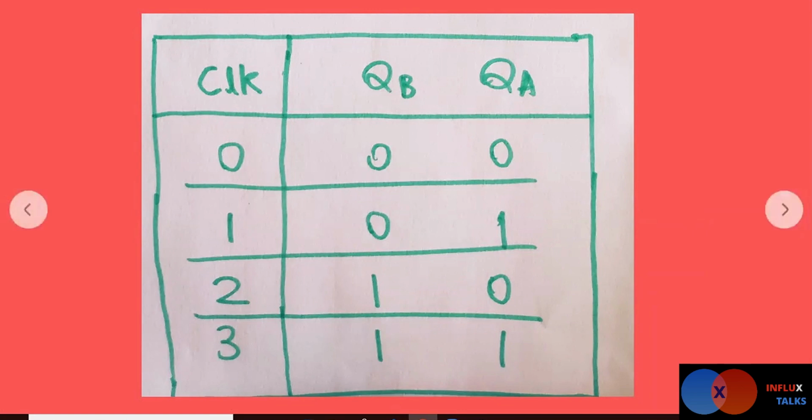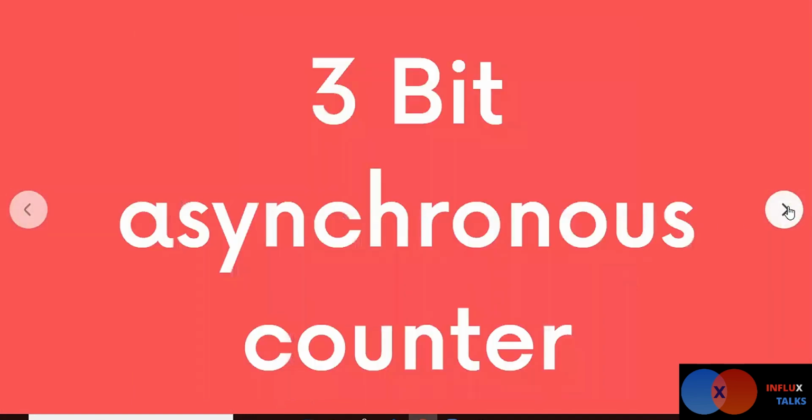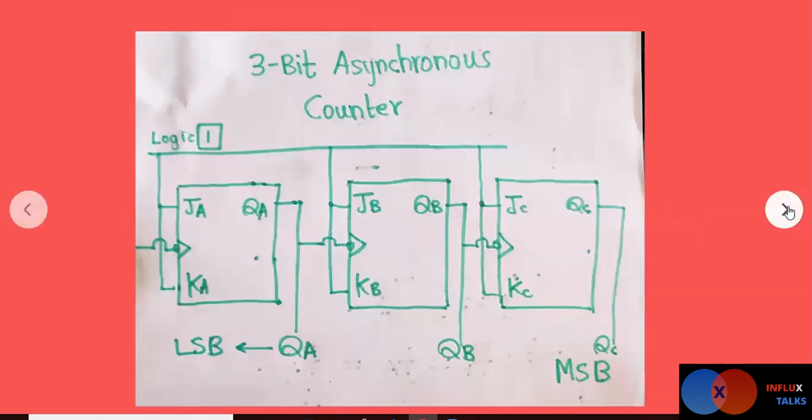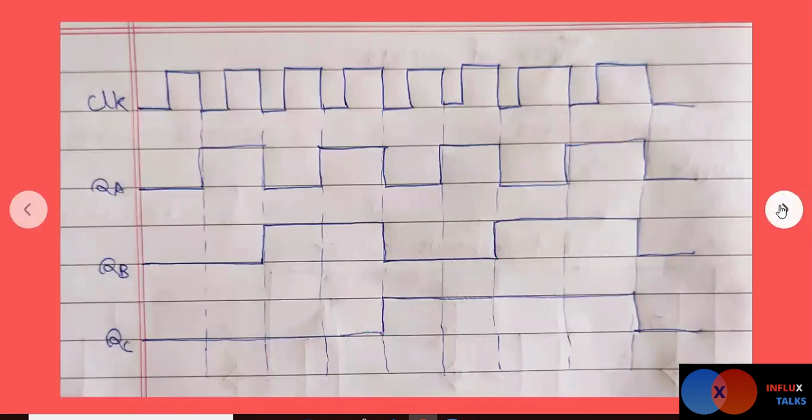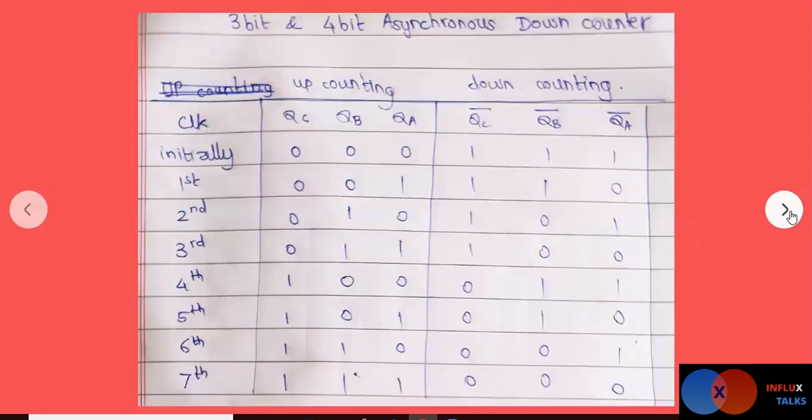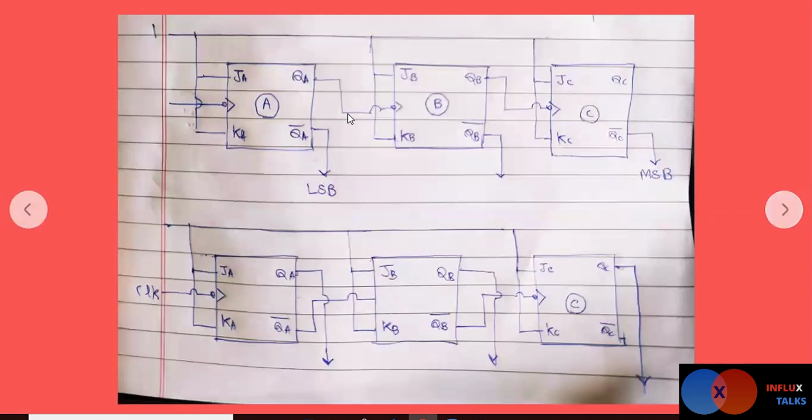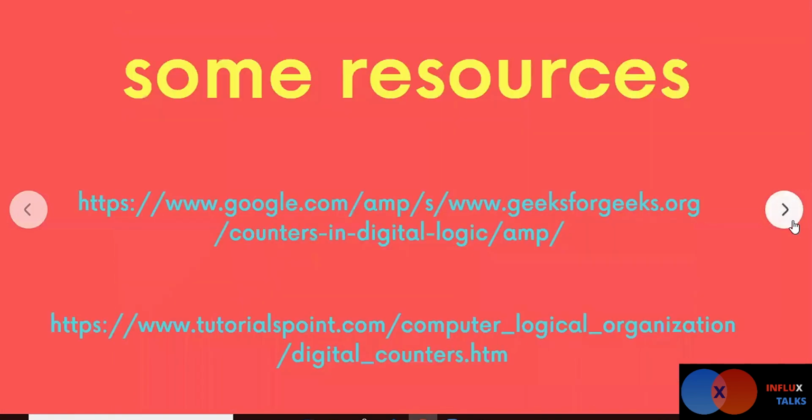So actually, there are 2 types of counters: asynchronous and synchronous. The one I showed you was asynchronous because both the clocks were different. And if you want to see, we can also make a 3-bit asynchronous counter. The circuit is here, you can see, and its clock diagram, and the table which shows the values. It goes from 0, 0, 0 to 1, 1, 1. And this is the diagram for down counters, which count downwards.